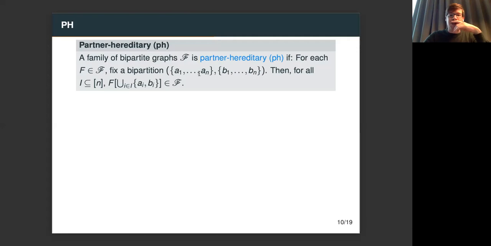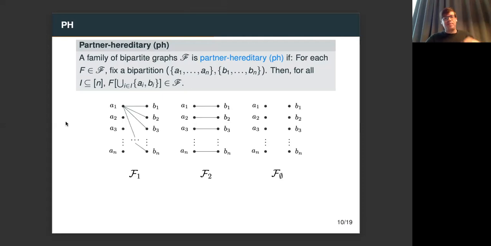And then what we require is that if you take any subset of the numbers 1 to n, then the subgraph of F that is induced by the partners with that index is again a member of F. Okay, so let me show you some examples to clarify this. First of all, we can see here again that partners don't have to have an edge between them. It just means that they have the same index.